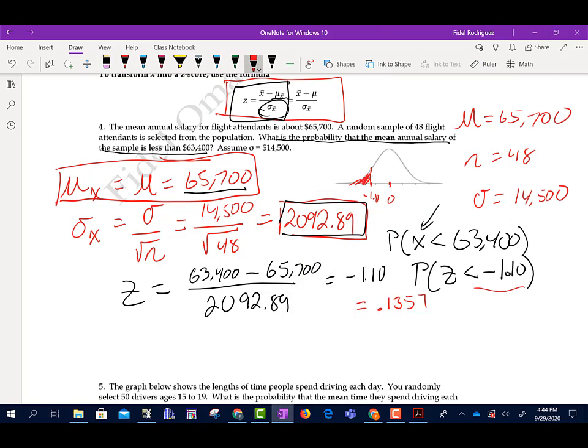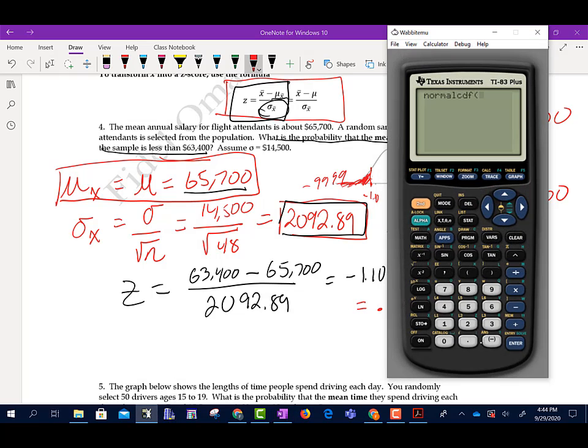So if you think about this, remember what we're finding? We're finding the area underneath over here. So remember what we put here? A whole bunch of 9s. So I'm going to go negative 9999, right? Comma, negative 1.10. Close it off. Hit enter.